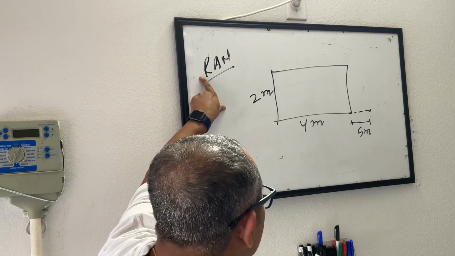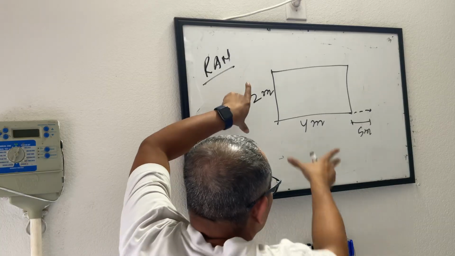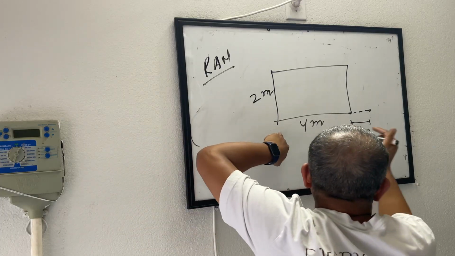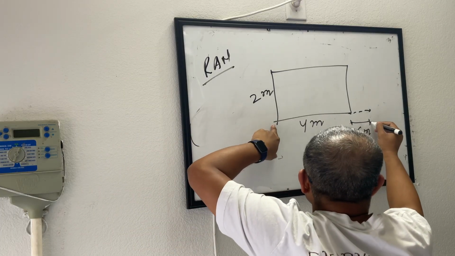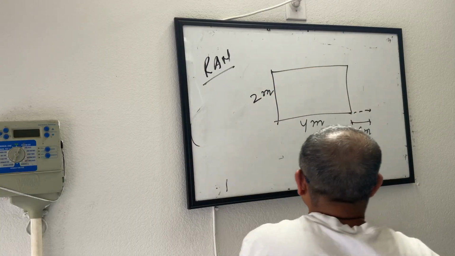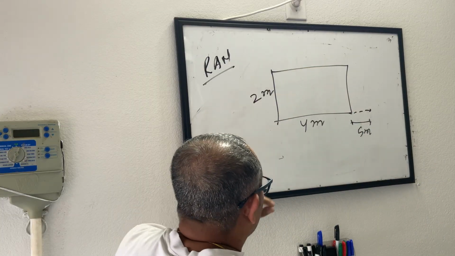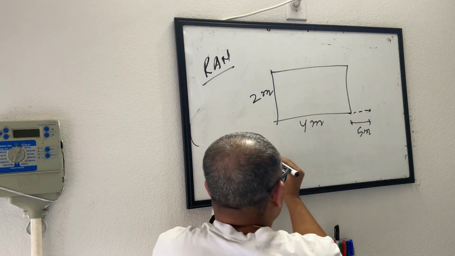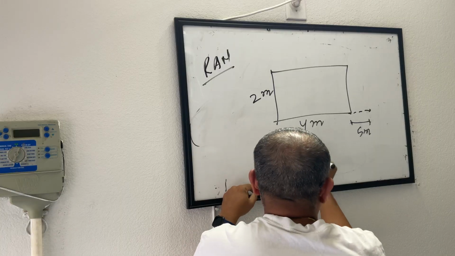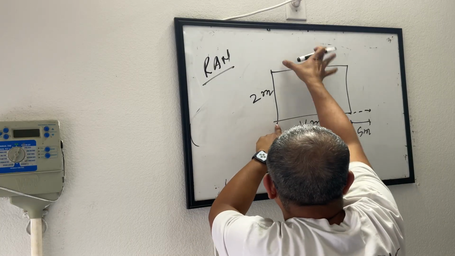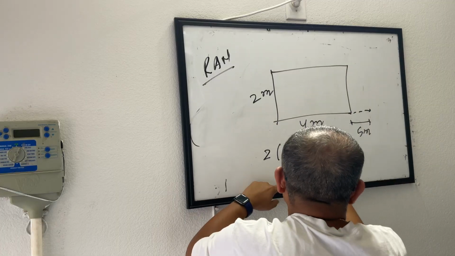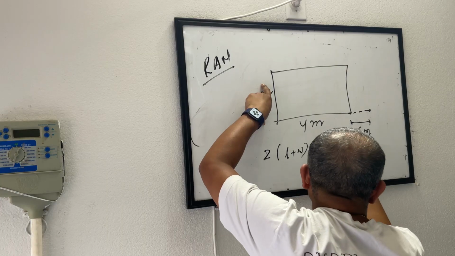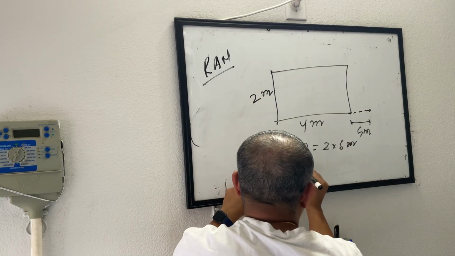Read the question. The question says there's a rectangle with this much width and this much length. And then the width is stretched to 5 meters instead of 4 meters. But without changing the overall perimeter, what is the new length? So what is my current perimeter? Perimeter of a rectangle is how much? 2 times length plus width, right? Or 4 meter plus 4 meter, 8 meter, plus 2 meter plus 2 meter. That is the perimeter. So 2 times length plus width. Length plus width is 4 plus 2, 6. So 12 meter is my perimeter currently.